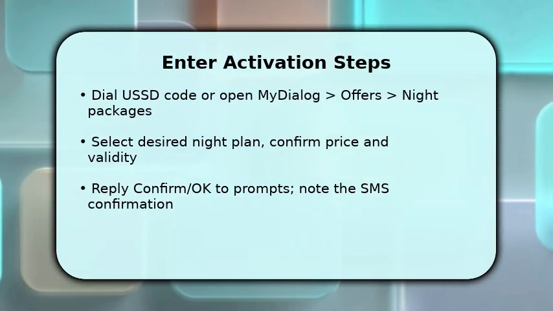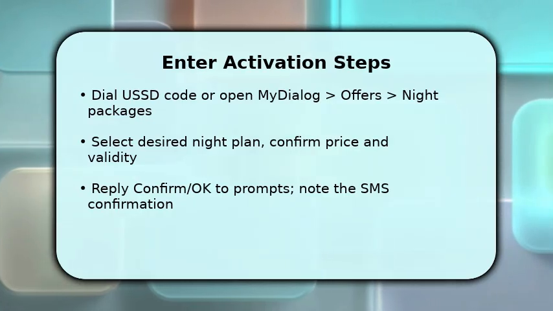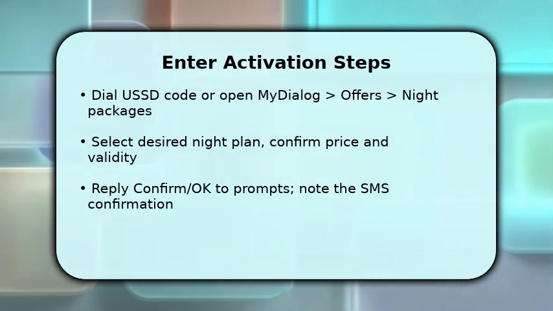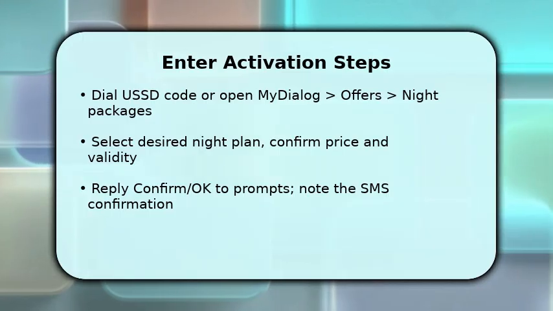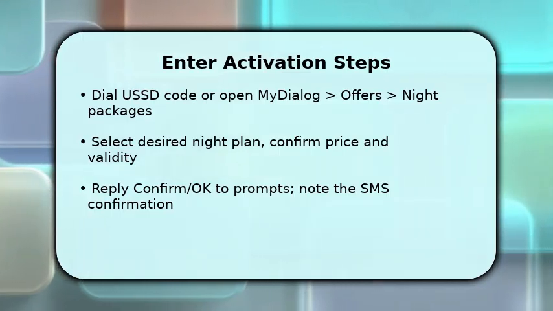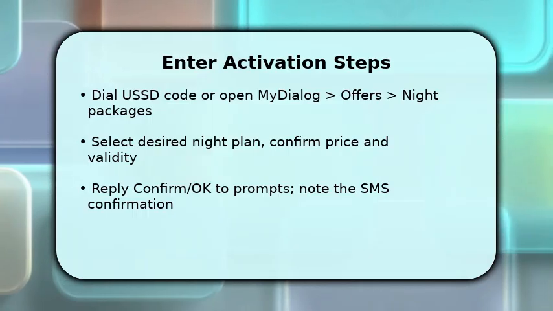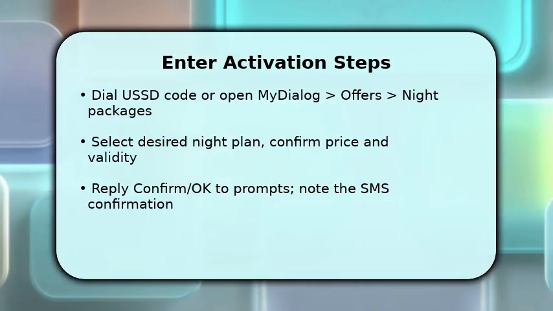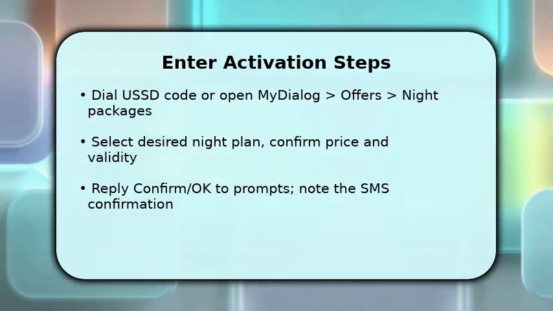Once you select it, follow the prompts and send the confirm response. This authorizes the charge. If using the app, tap Activate and accept permissions. Make sure to wait for the SMS confirmation, which serves as proof of activation and includes the start time and expiry.